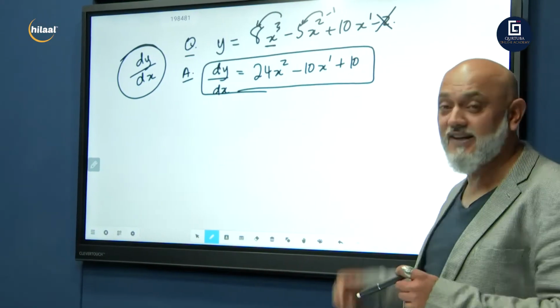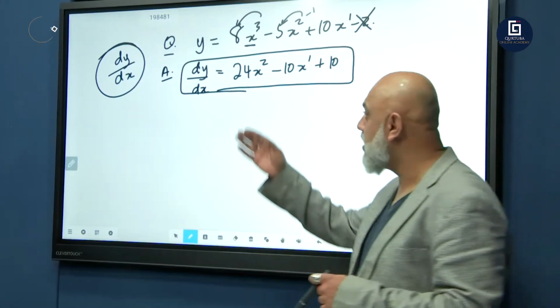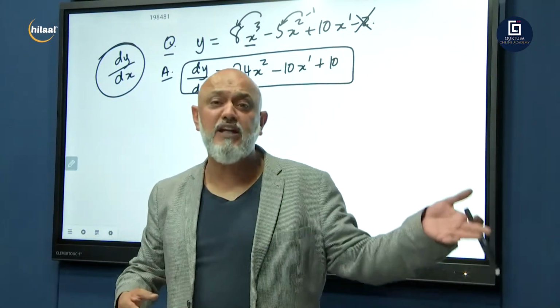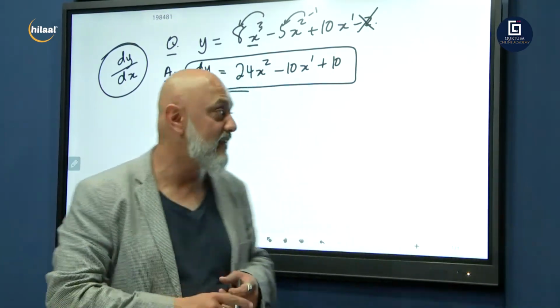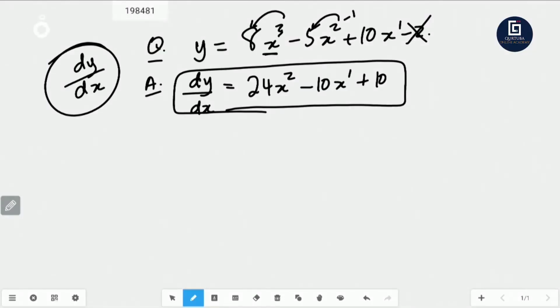Okay? So you've taken this down. That's derivative. So if it's in terms of f, you put f dash x. If it's in terms of y and x, you say dy over dx. They could ask you the same question. Just watch this.